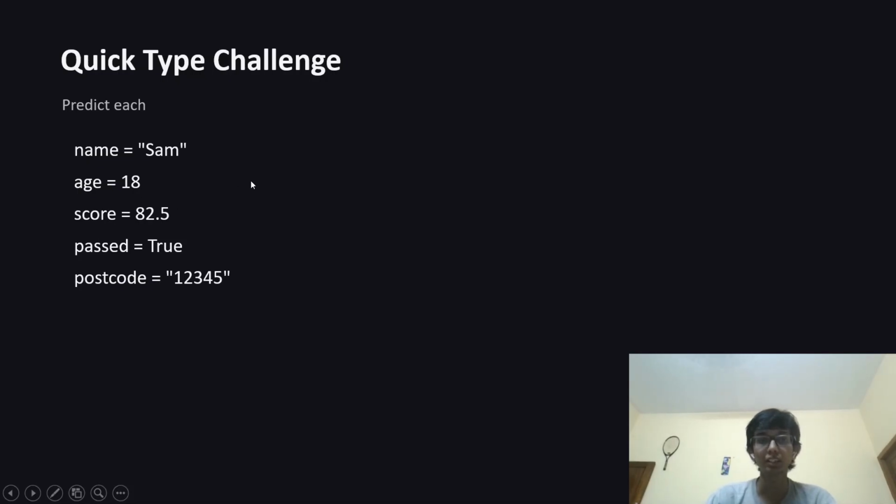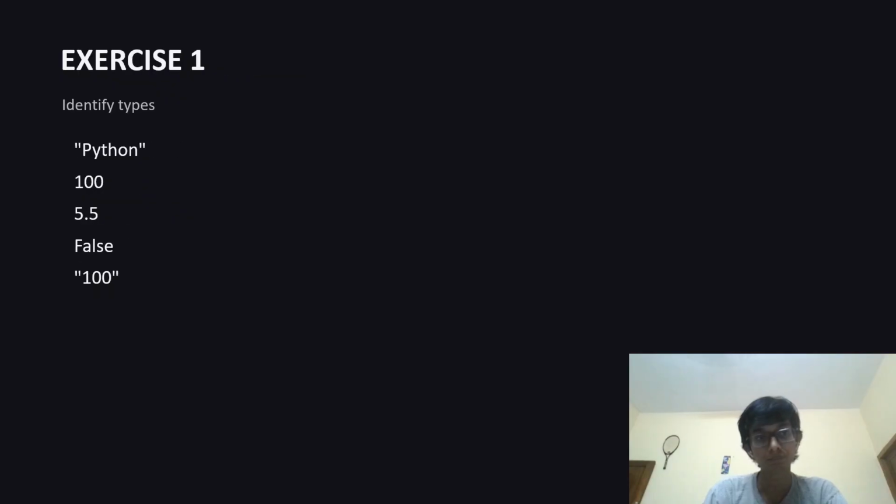Score is 82.5. It is an integer. It's a number. Sorry, it's not an integer. It's a number, it's not under quotes, and it has a decimal point. Hence, it's going to be a float. Variable passed is True with a capital T and no quotes. That's going to be a Boolean. Postcode has a number but under quotations. Anything under quotations is text, is string. So 12345 in this case is going to be termed as a string, even though it can be converted back into an integer with the int function.